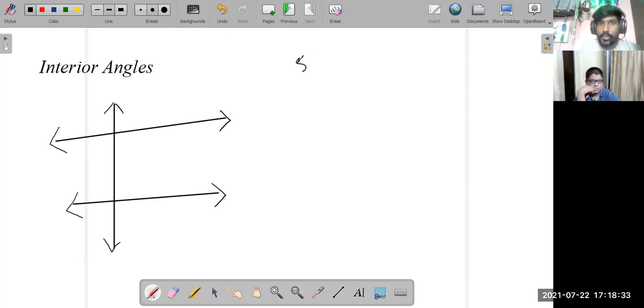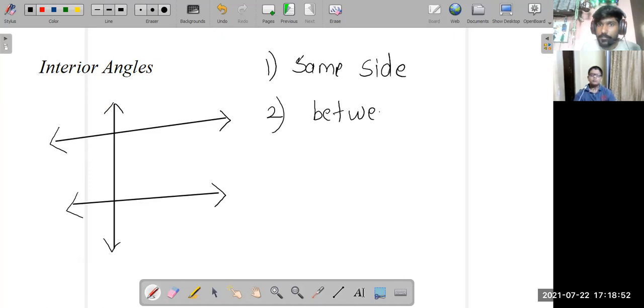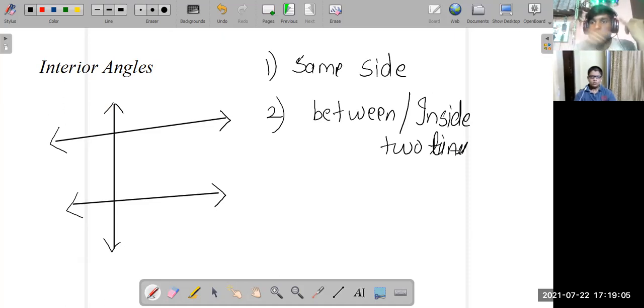So an angle is said to be an interior angle, firstly, if they are on the same side. First thing you have to check: same side of the transversal. Second thing you have to check is it has to be between the two lines, between or inside the two lines.